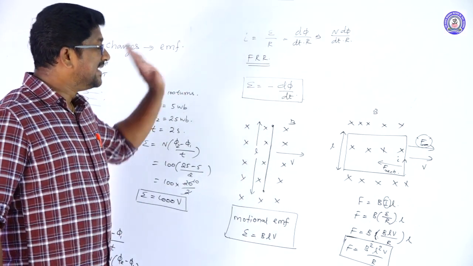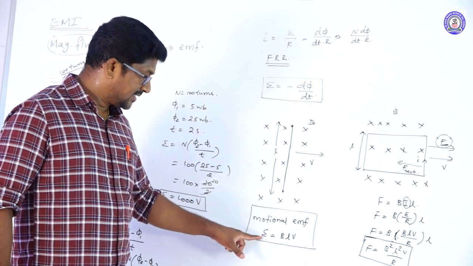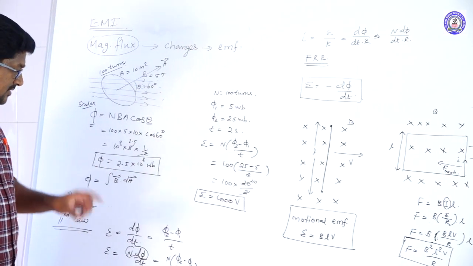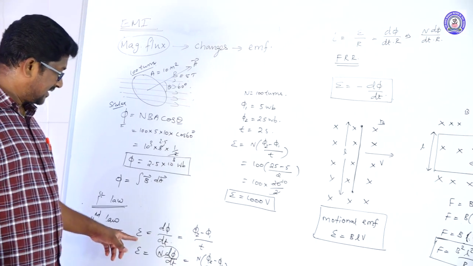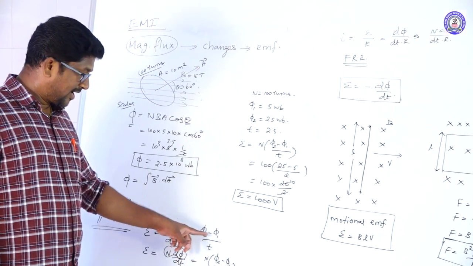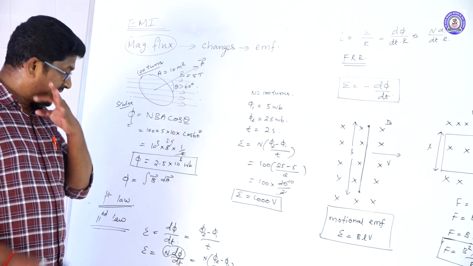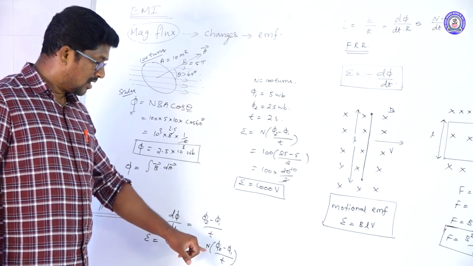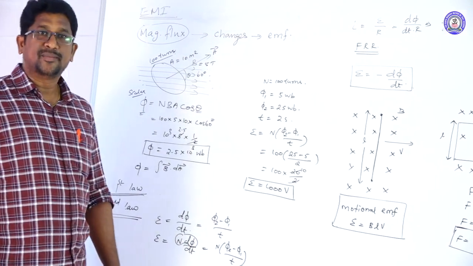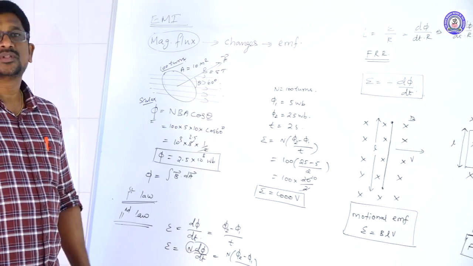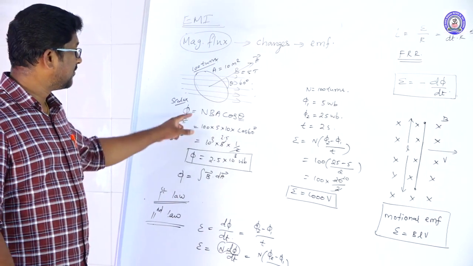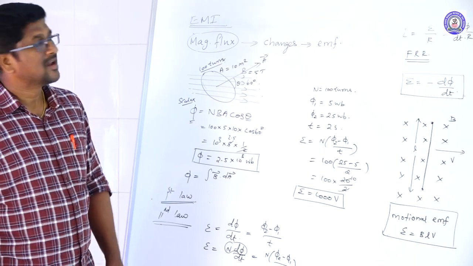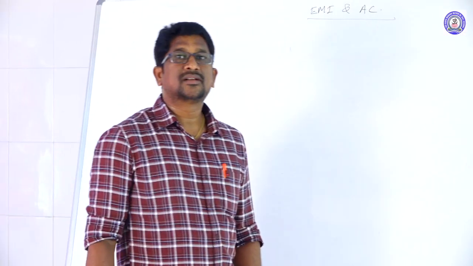Motional EMF is equal to BLV, and the induced EMF in terms of change in magnetic flux is equal to dΦ divided by dt, or Φ2 minus Φ1 divided by t. If the coil contains N number of turns, then E is equal to N into dΦ/dt, or N of Φ2 minus Φ1 divided by t. And magnetic flux linked with the coil or closed circuit is given by the formula Φ is equal to NBA cos theta. Right. Next topic, self-induction.